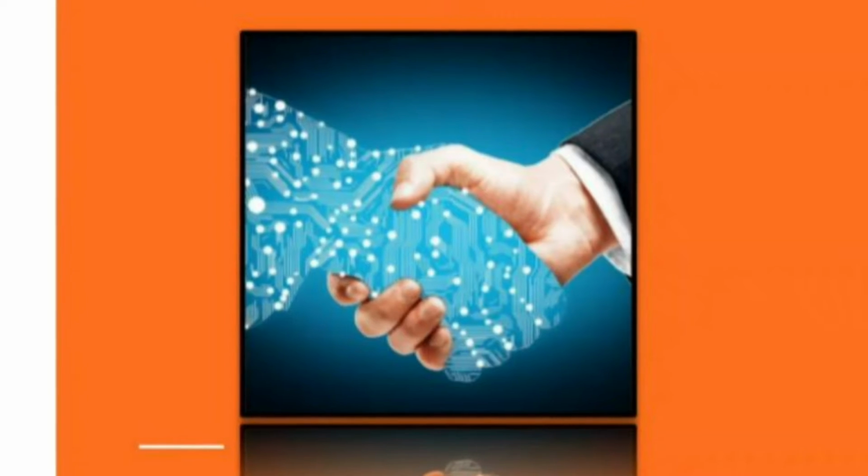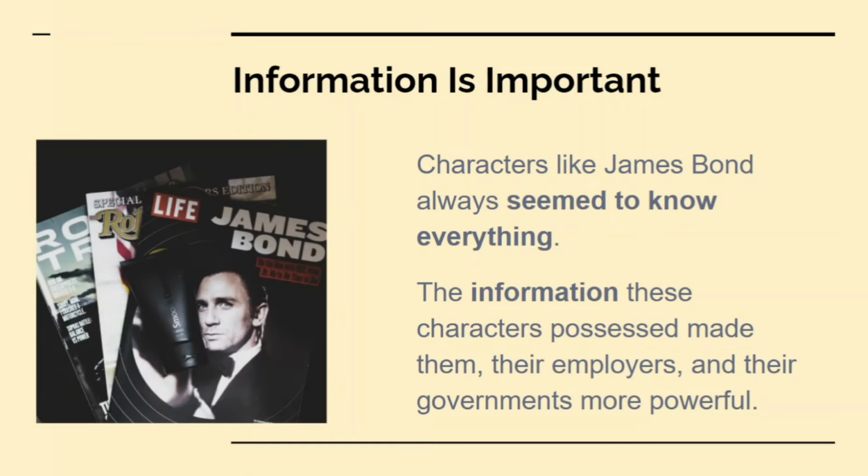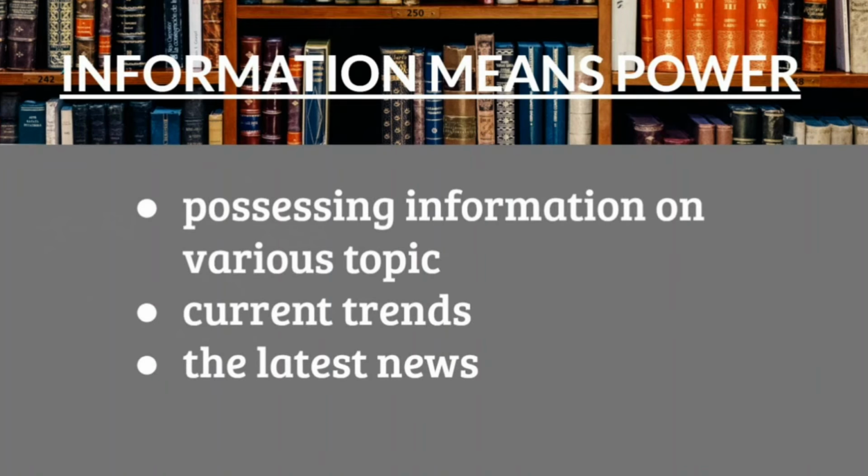So let's get started. As we all know, the fictional character James Bond needs no intro. In our childhood games, we often pretended to be like our favorite characters. What made these characters so cool was that they always seemed to know everything. The information they possessed made them, their employers, and their governments more powerful. In the same way, possessing information on various topics keeps us one step ahead in the game.